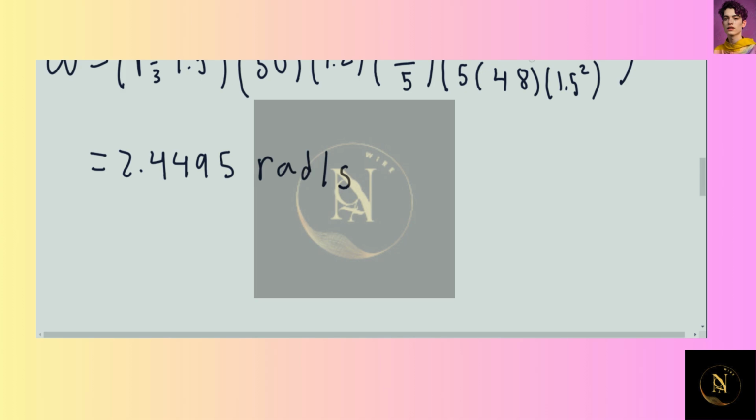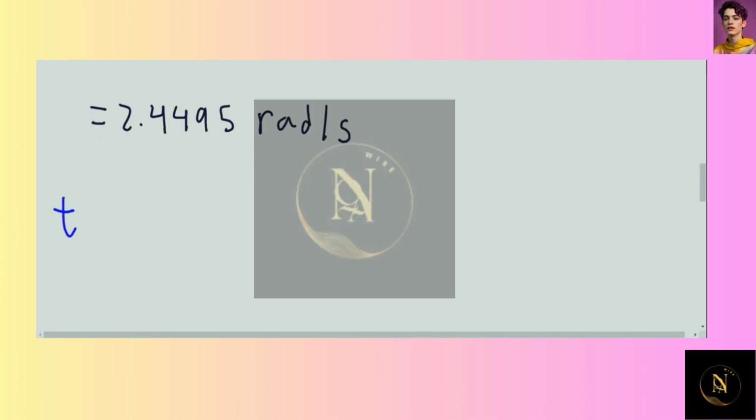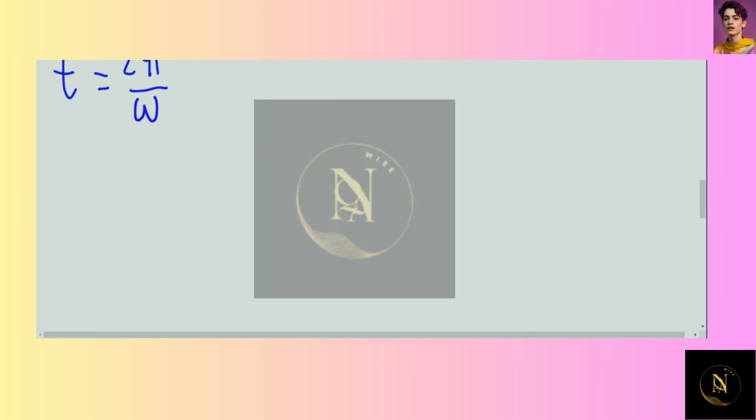So now the time it takes to complete one full revolution is going to be equal to 2 pi divided by the angular velocity. So this time is equal to 2 pi divided by our calculated value of the angular velocity. And this will give us a time of 2.57 seconds.